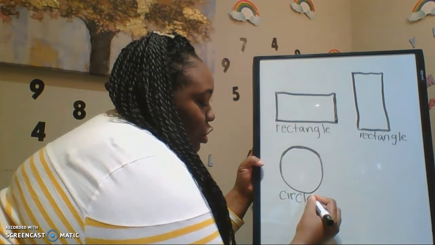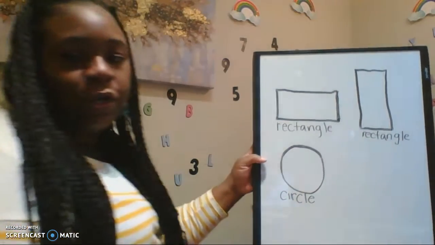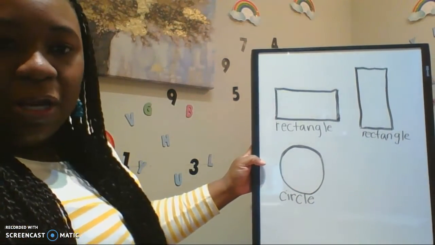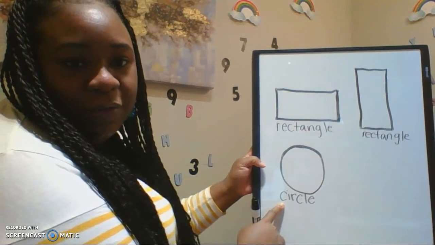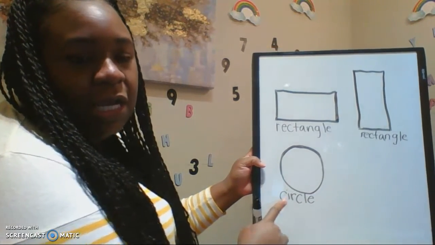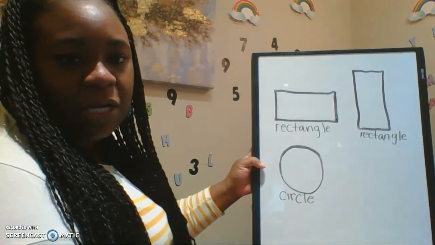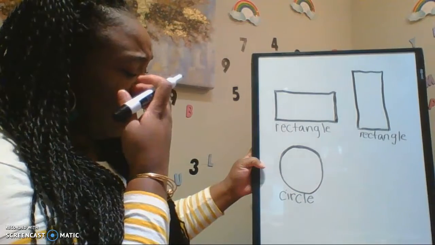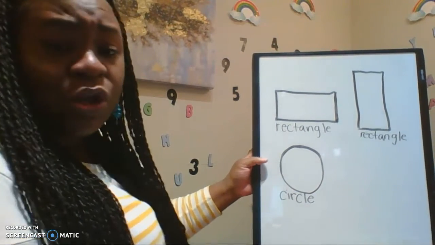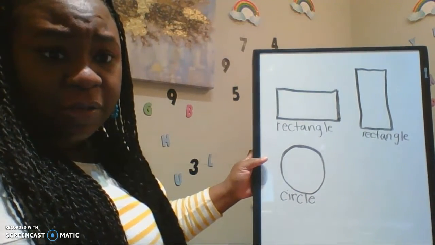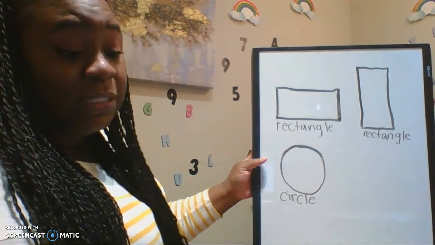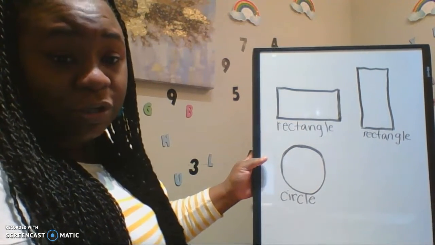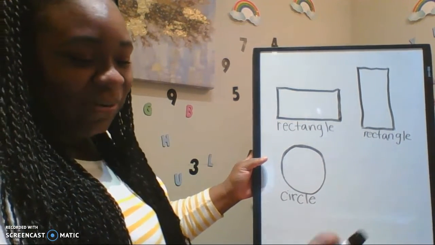Circle. Circle. And you will learn this when you go to kindergarten. C has two different sounds. C has the hard C sound, and it also has a soft C sound, which you will learn in kindergarten, and it sounds like S sometimes. But there's certain circumstances when that happens, but you'll learn about that when you go to kindergarten next year, okay?